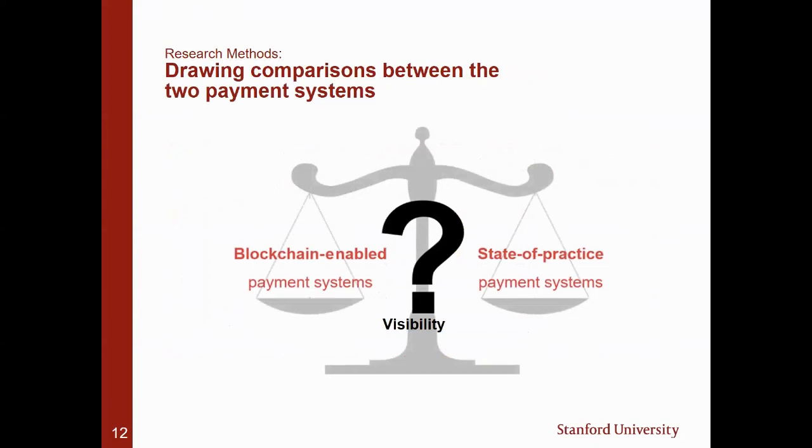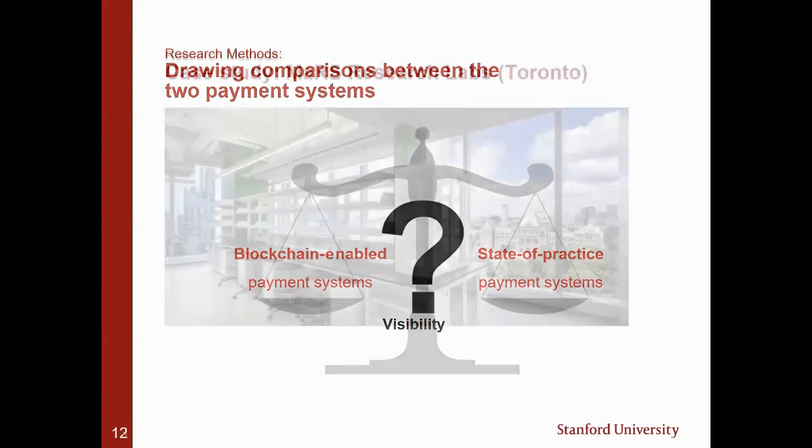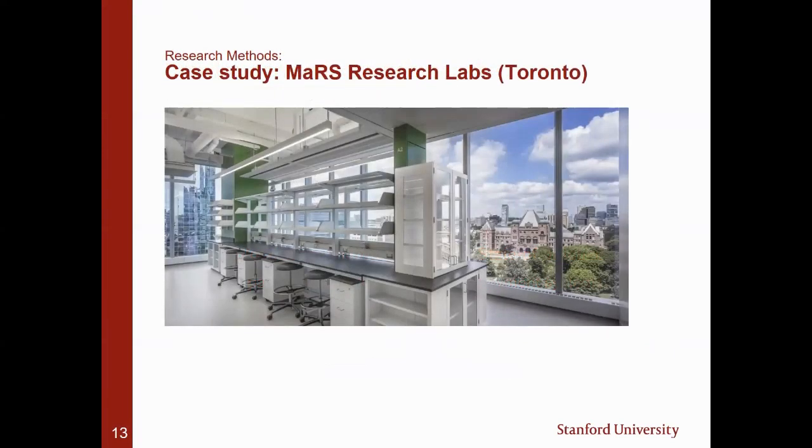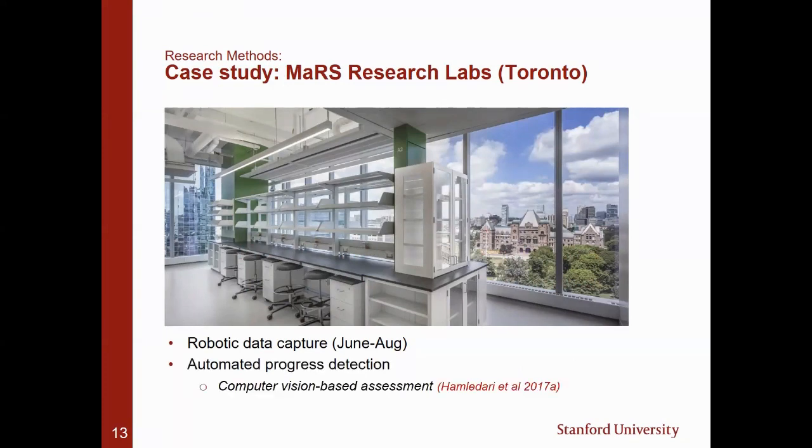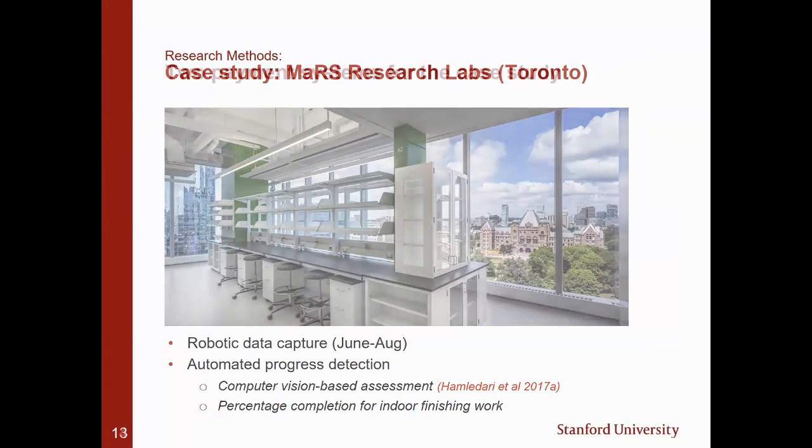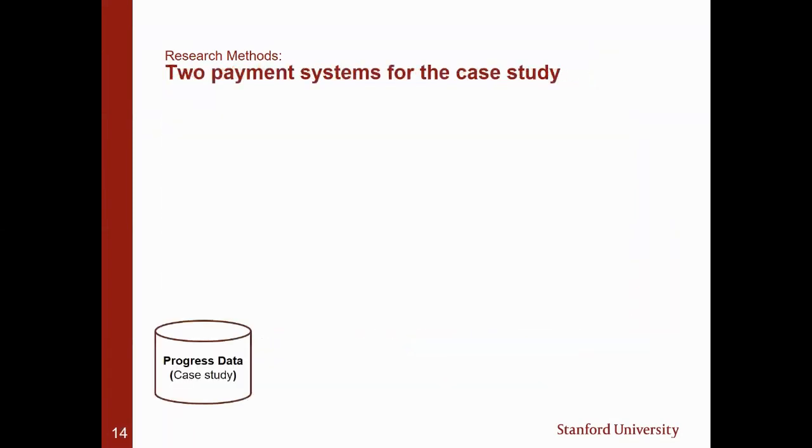So at its core, this is basically a comparison of two systems. We need to collect some data, push it to two different systems, and actually test it. So this is a case study I used in Toronto, where I had the opportunity to actually capture data using an unmanned aerial vehicle and photo scans, for a period of a few months. I pushed all that data to a computer vision system that I had developed in my master's research, which gives you very detailed, granular data about what scopes of work are completed. In this case, it was indoor finishing work. So far so good. We have two systems. We have some case study data.